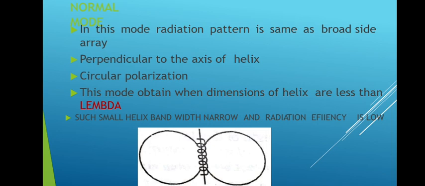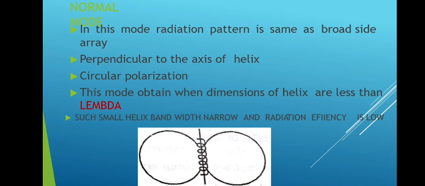Already I explained about the small loop and large loop antennas at the initial stage. So why does the small loop antenna give very low radiation efficiency? Because the loss resistance is more and the radiation resistance is very less. So therefore the efficiency of the antenna is very less. Ultimately the same thing happens here, so the normal mode operation of the helix has very low efficiency.